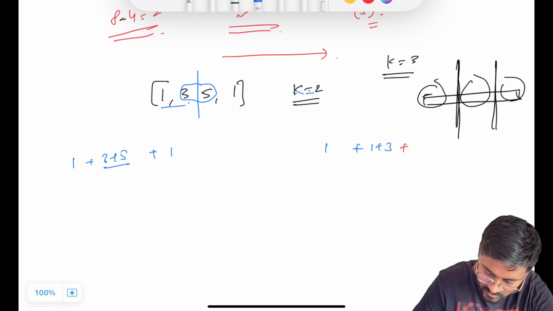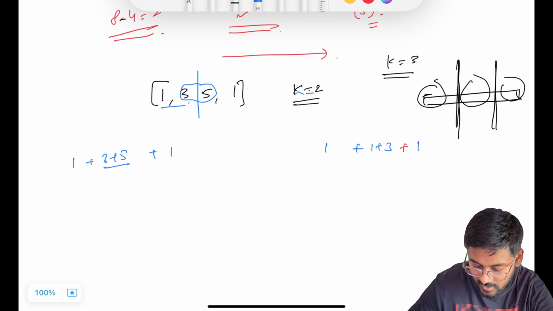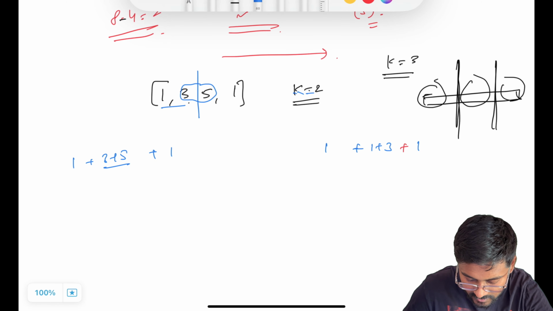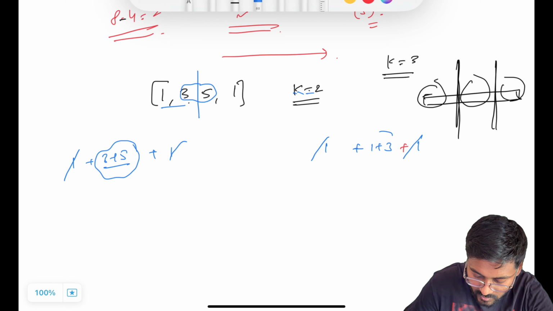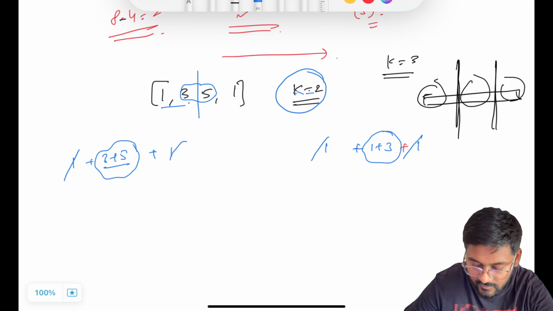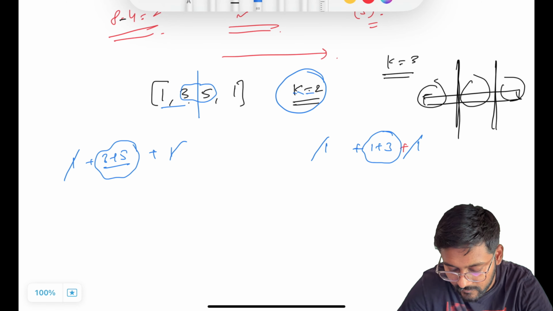So in this case, what is the last value? That is 1. And here these values get cancelled out, this and this. And here there is only one pair. Why? Because the value of k is equal to 2. It means we have to pick only one pair.